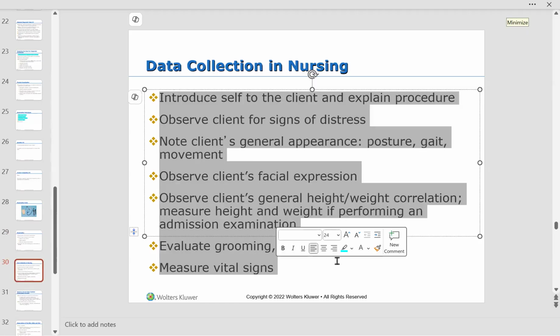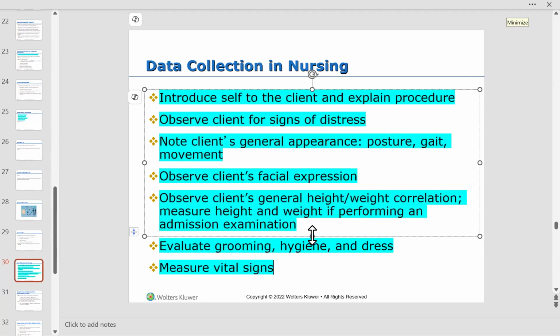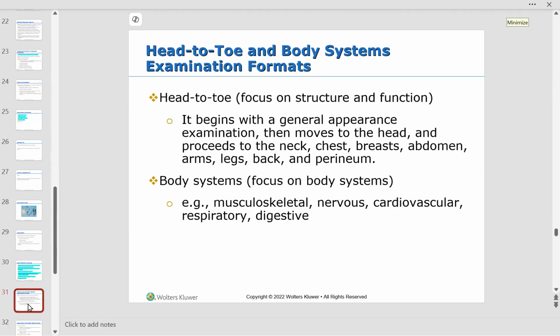This is going to go through how you do a head to toe. You start examining that patient the minute you walk in and look at them, because you're looking at their expression, their posture, their gait, their movement, how they look. Is their height and weight kind of in correlation with each other? Are they well groomed? Are they sloppy? Are they dressed inappropriately? Get their vital signs, right?